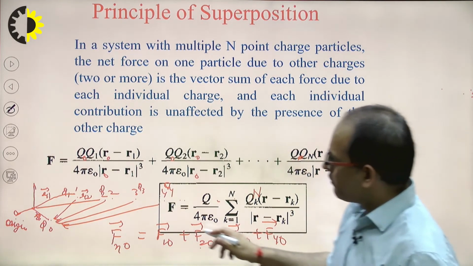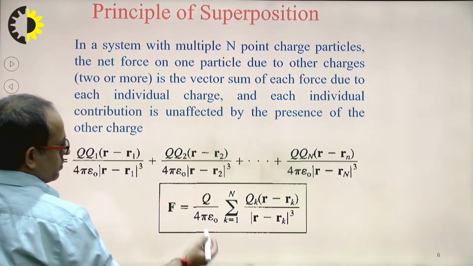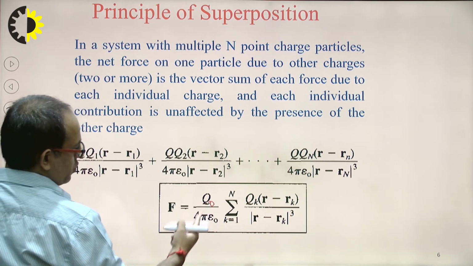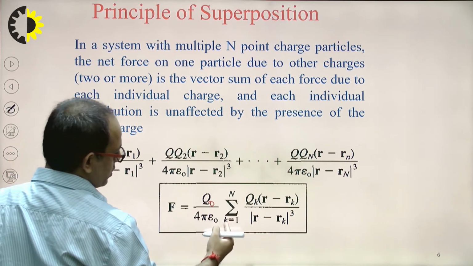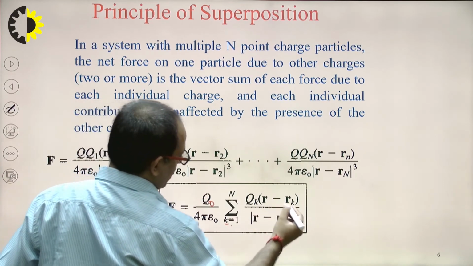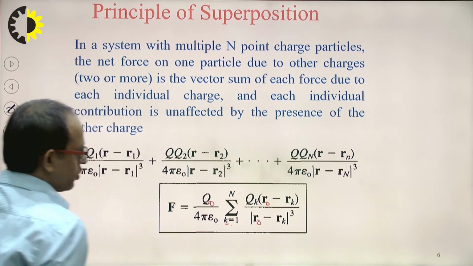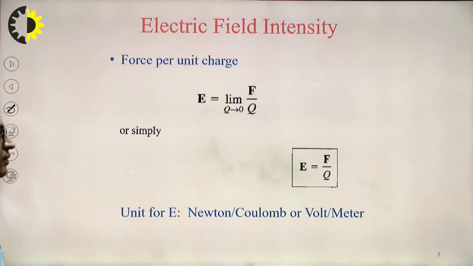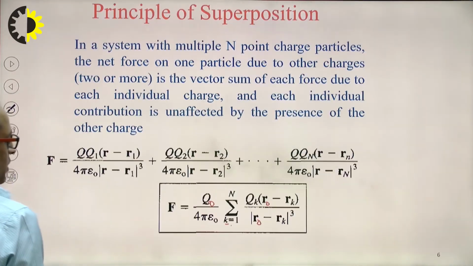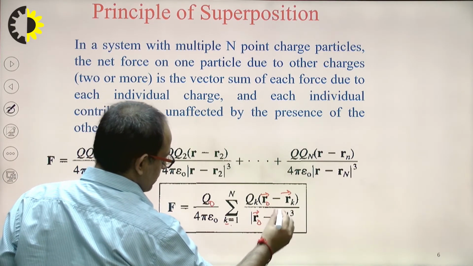Overall general formula will be what? F equal to Q naught upon 4 pi epsilon naught summation K will vary from 1 to n, Q k into (R vector minus R k) upon magnitude of (R vector minus R k) to the power 3. Clear? These are vector quantities. This is a vector. Remember.